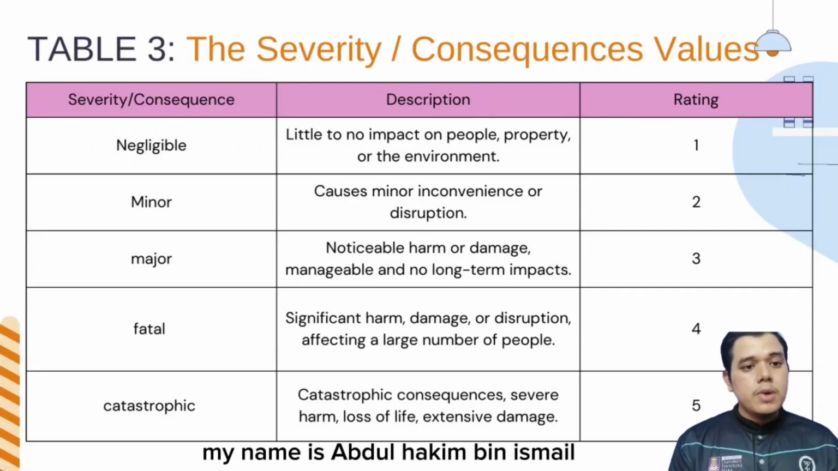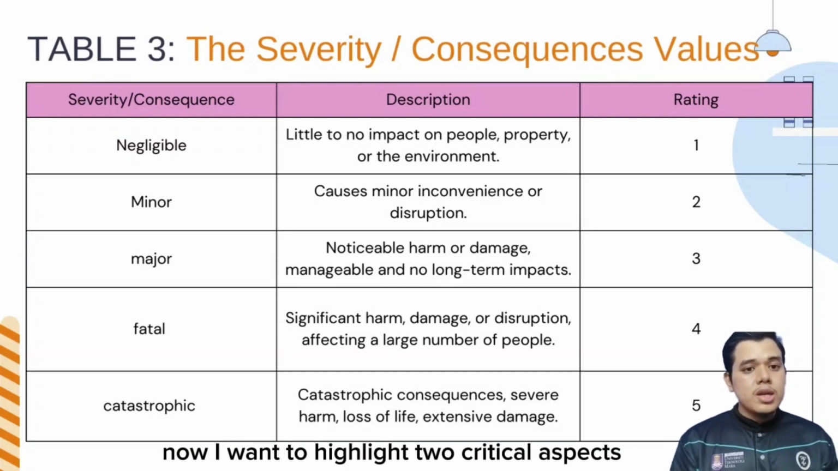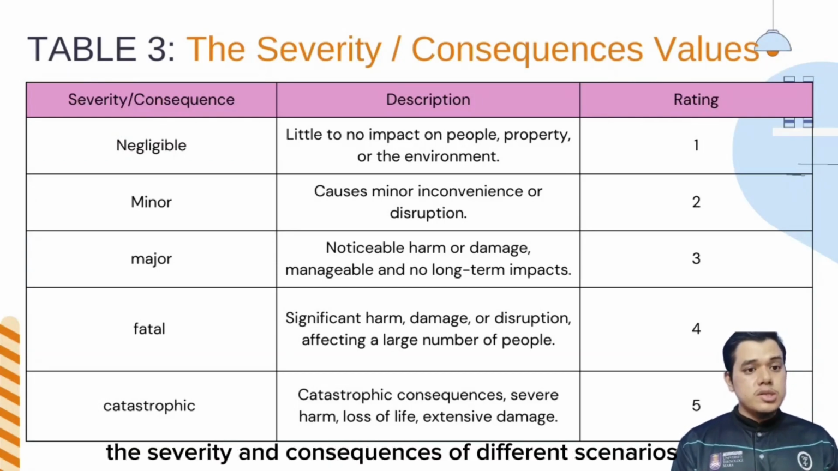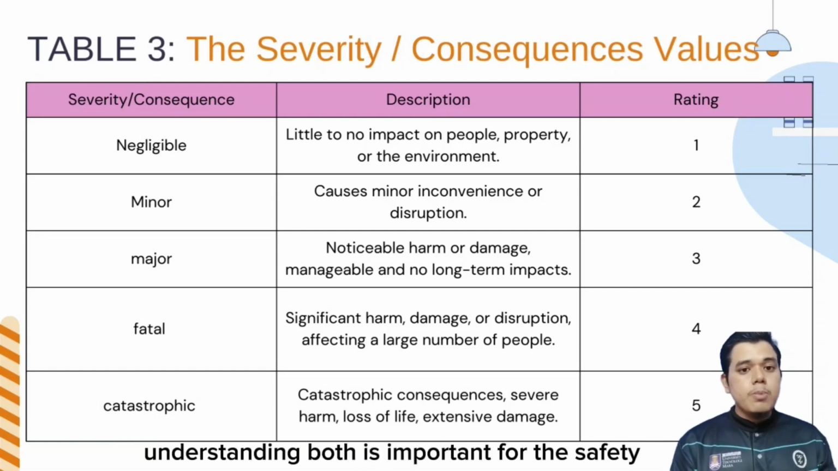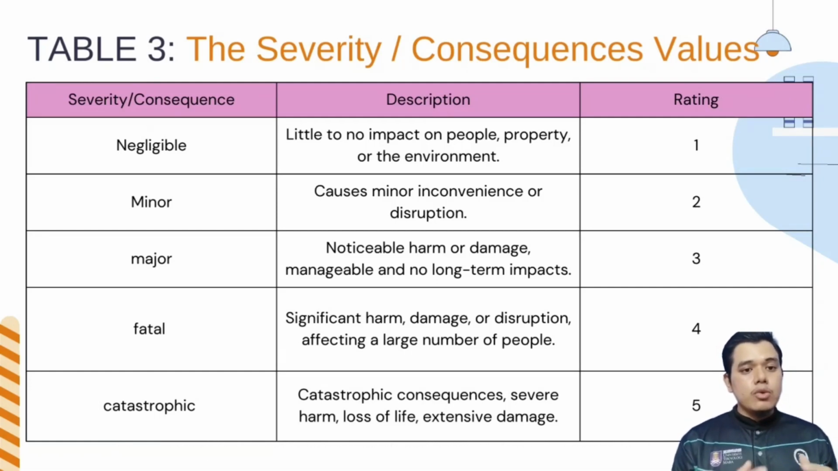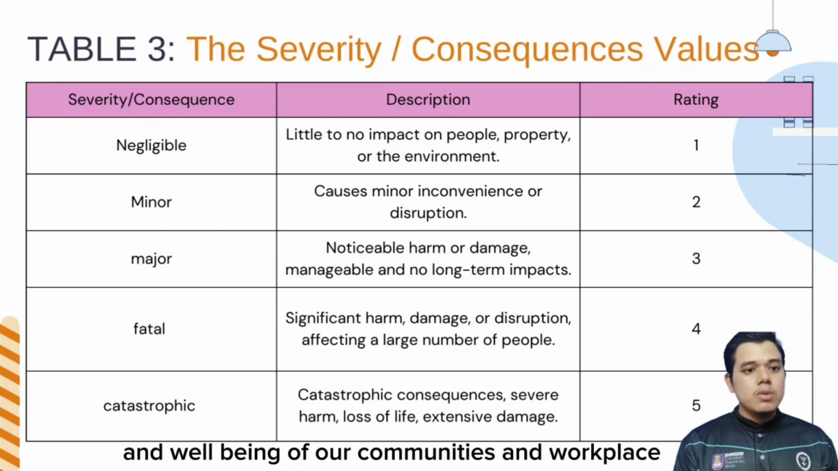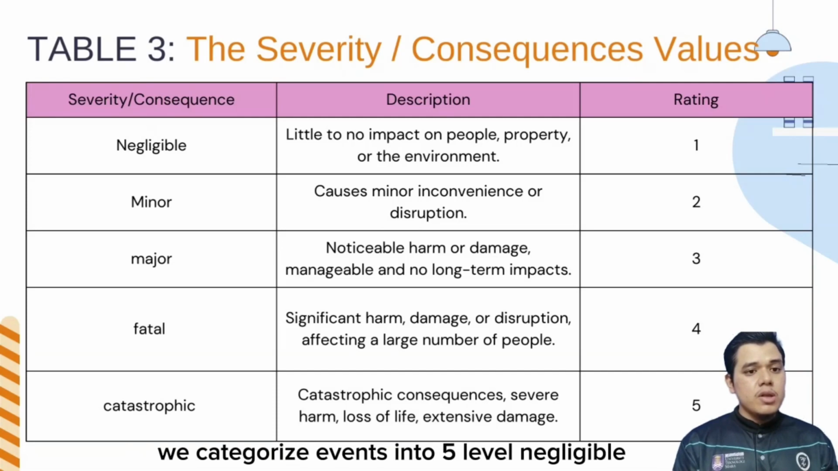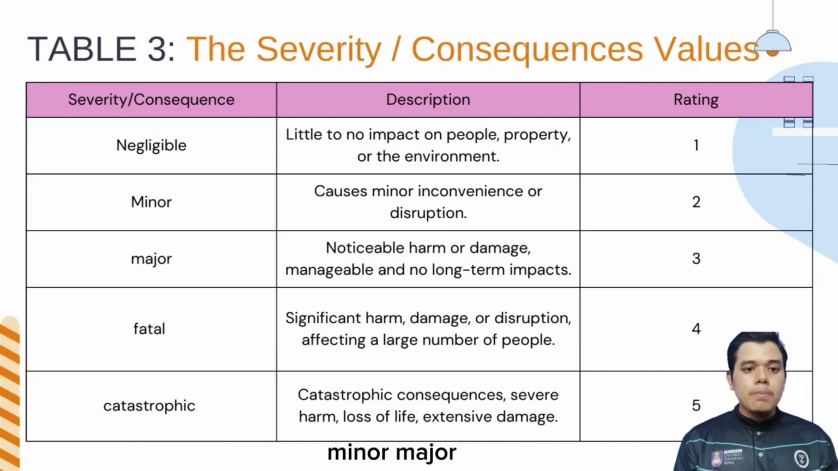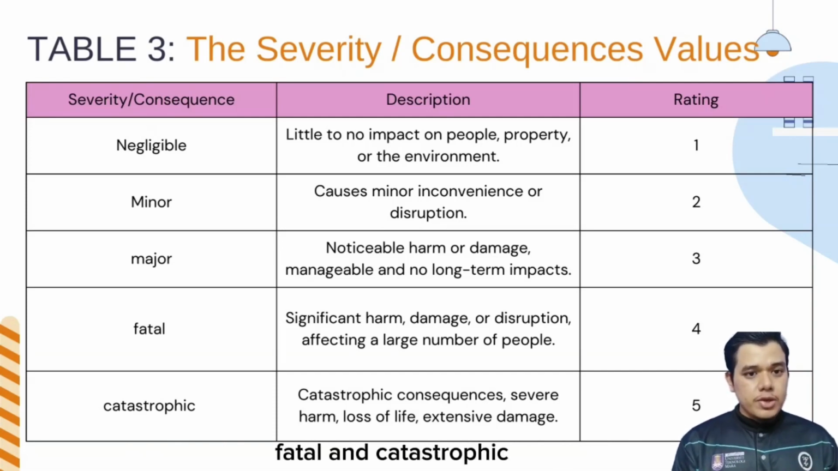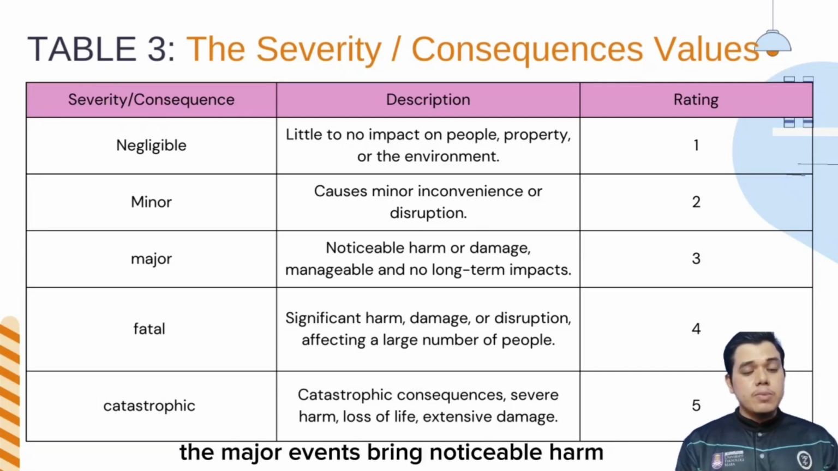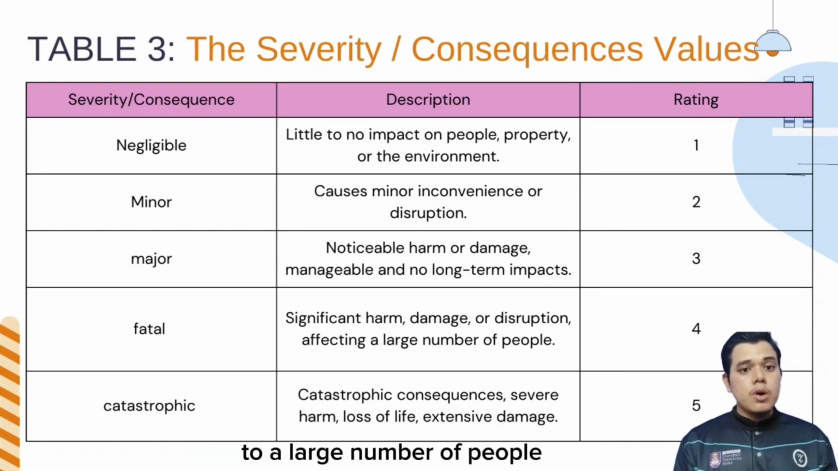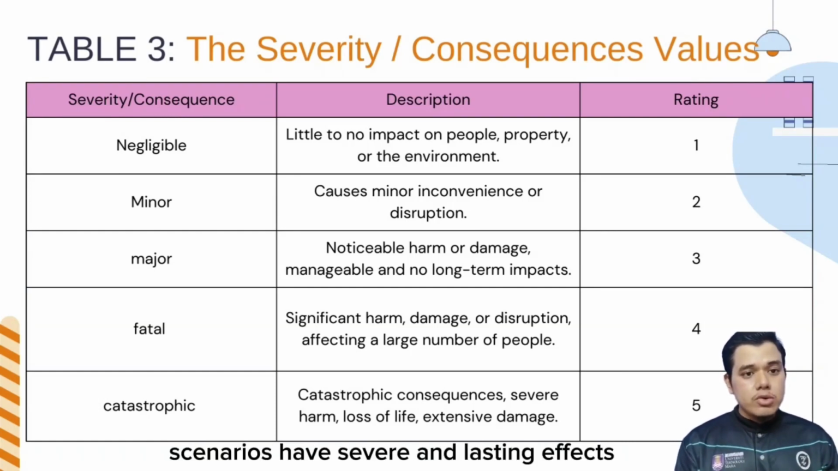My name is Abdul Hakim bin Ismail. Now, I want to highlight two critical aspects, the severity and consequences of different scenarios. Understanding both is important for the safety and well-being of our communities and workplaces. In terms of severity, we categorize events into 5 levels: negligible, minor, major, fatal, and catastrophic. The major events bring noticeable harm. Fatal incidents result in significant harm to a large number of people, while catastrophic scenarios have severe and lasting effects.